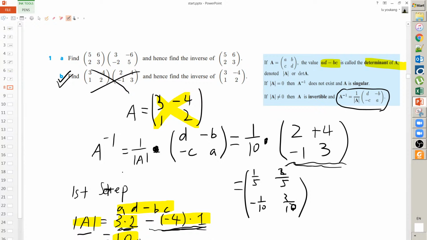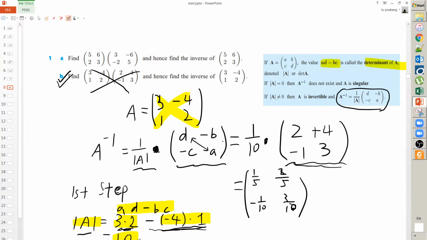So step one is always getting the determinant A first by the formula AD minus BC. Then step one done, you come to this matrix. How you do it? You exchange place for these two. And then for the BC, you just add a negative sign in front. Nothing much, just remember the formula and that's it.